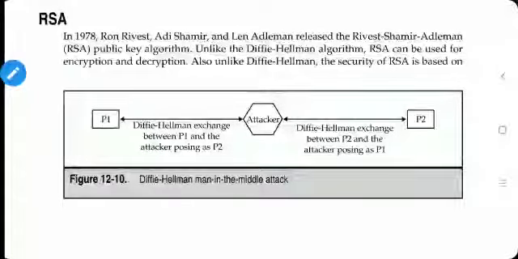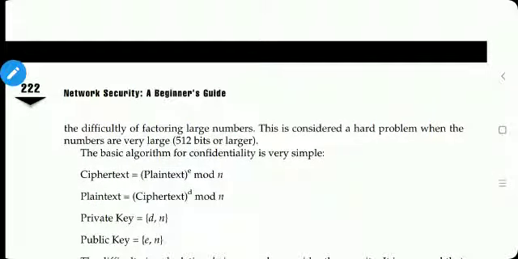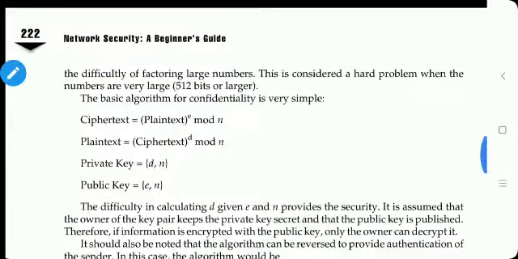In 1978, Ron Rivest, Adi Shamir, and Len Adleman released the RSA public key algorithm. This RSA algorithm is used for encryption and decryption, and the security of RSA is based on the difficulty of factoring large numbers. The basic algorithm for confidentiality is very simple.